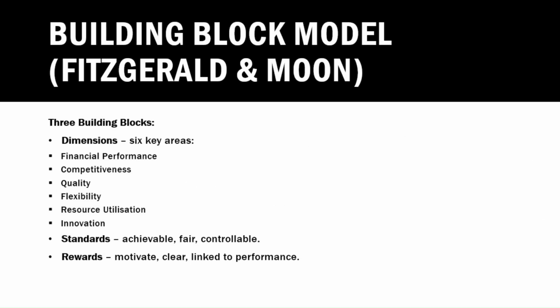The building block model by Fitzgerald and Moon focuses on service organizations. It has 3 parts. First, dimensions, 6 areas: financial performance, competitiveness, quality, flexibility, resource utilization, and innovation. Second, standards. Targets should be achievable, fair, and within managers' control. Third, rewards. Must motivate and link clearly to performance.